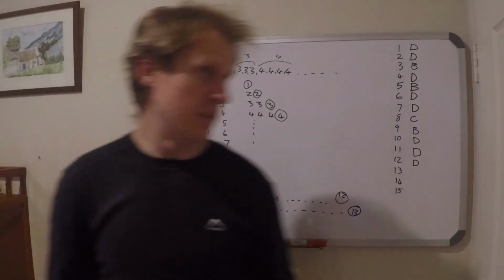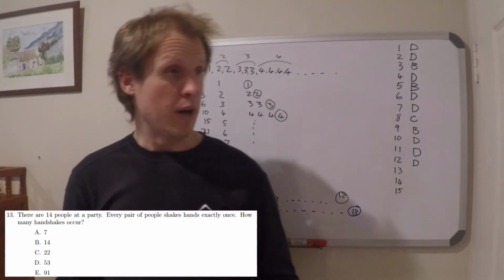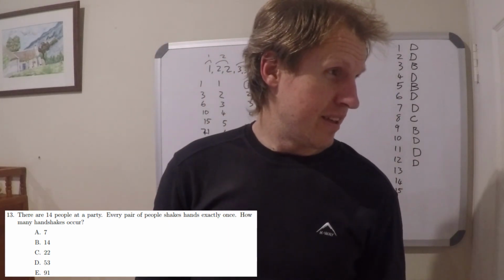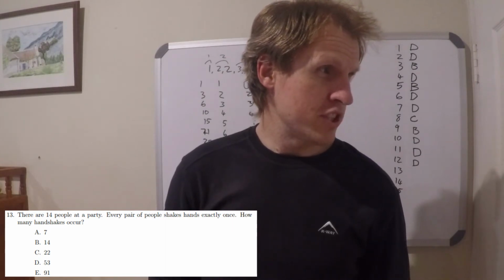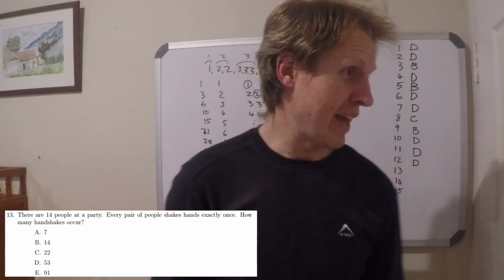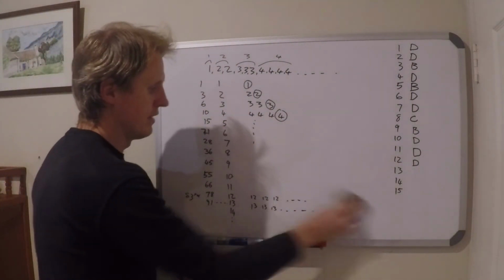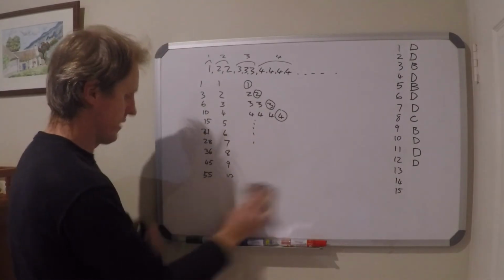Okay, good. So question 13 says, there are 14 people at a party. Every pair of people shakes hands exactly once. How many people shake hands? Or how many handshakes occur? Sorry, how many handshakes occur? So let's look at this.